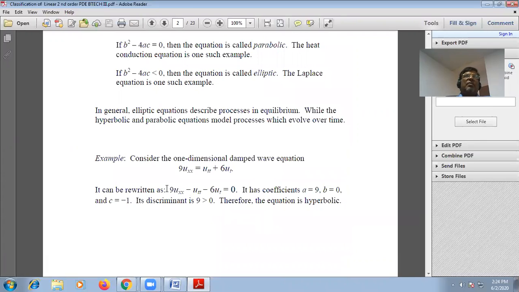Now, you can see here an example by considering the one dimensional damped wave equation as 9uxx plus utt plus 6ut.